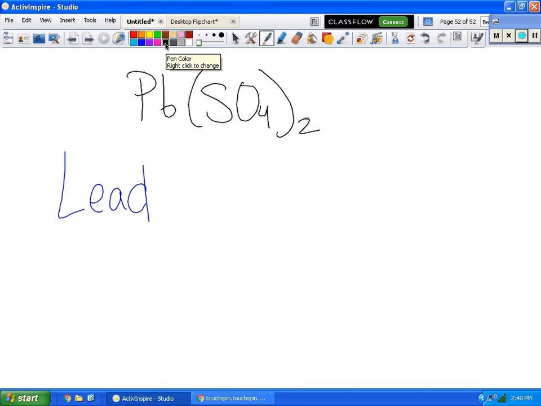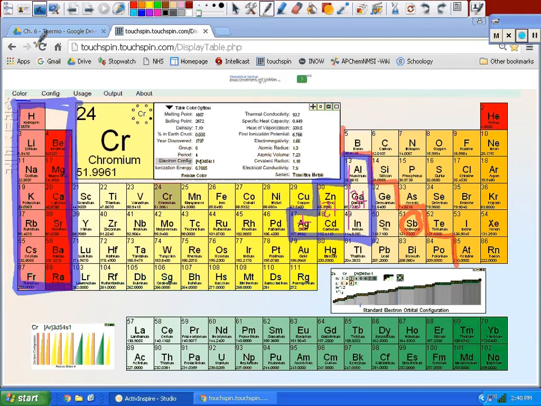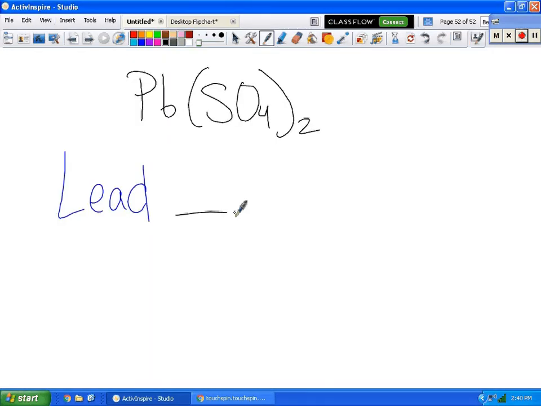All right, so let's go back and look at this. Lead is sitting right here. Is it to the left or to the right of that stair-step line? Left. Is it in one of the blue boxes? No. So it has to have a what? RN. Roman numeral. Okay, it's got to have a Roman numeral. So here's the deal. So I'm going to put a blank right here. Baker, what is SO4? It is sulfate.